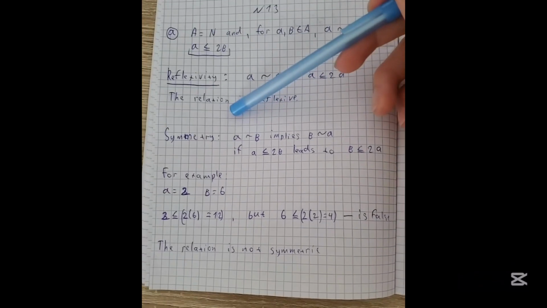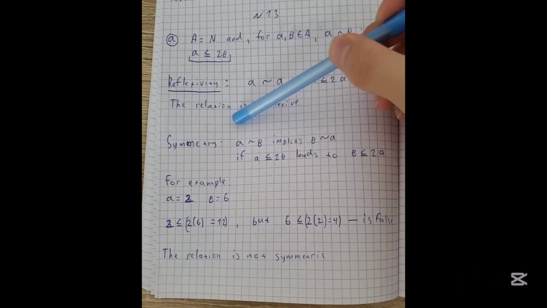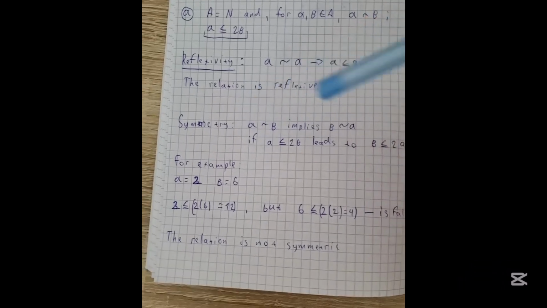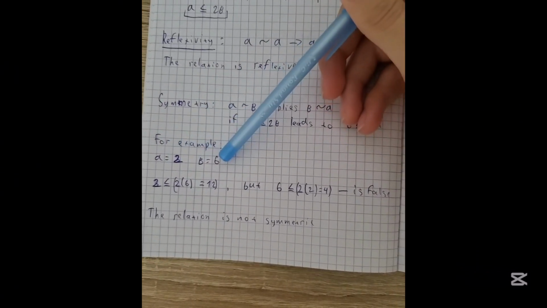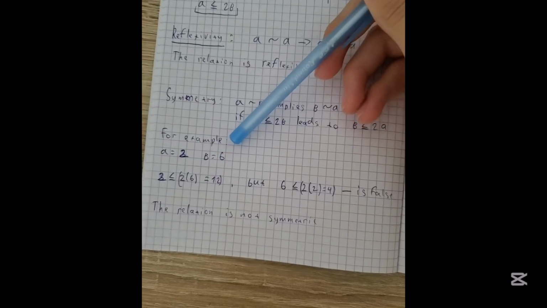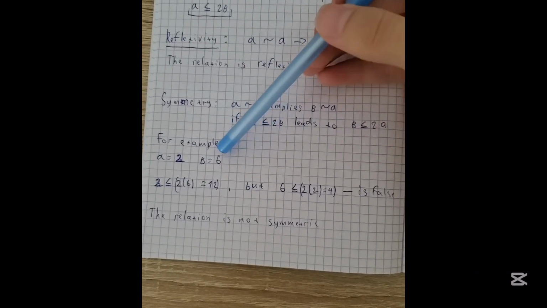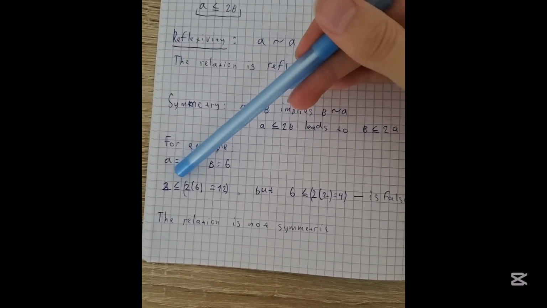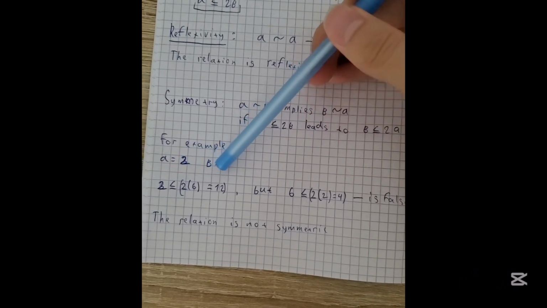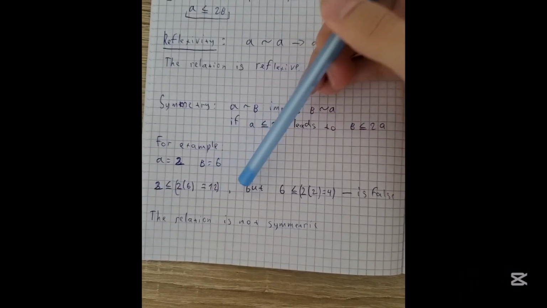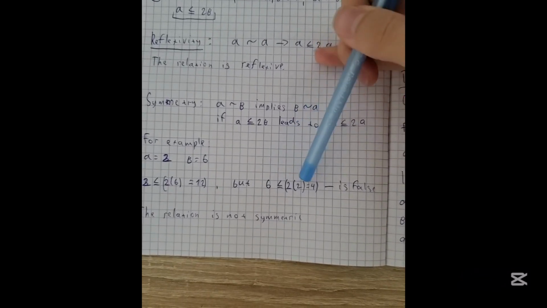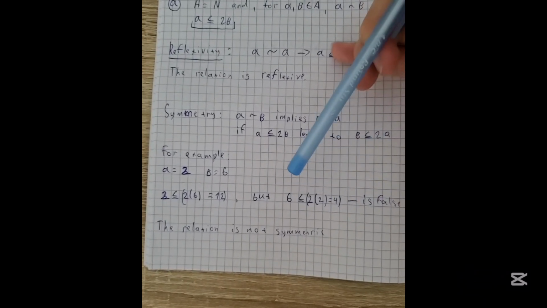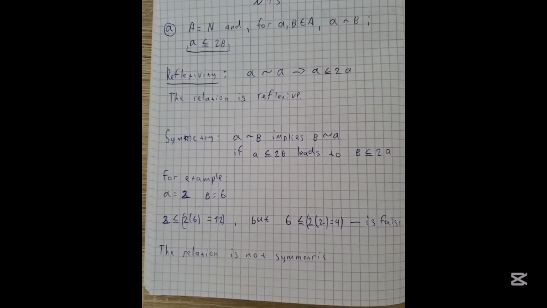The next property is symmetry. To disprove that property, we can use an example. Take a equal to 2 and b equal to 6. After substituting, we can see that 2 is less than or equal to 12, but 6 is not less than or equal to 4, so it's false, and we can say that the relation is not symmetric.